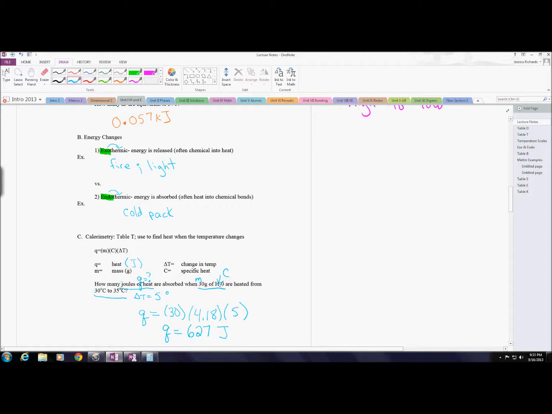Just know anytime that they're talking about a change in temperature, you're going to use this Q equals MC delta T equation. Okay, that wraps up today's lecture. And next class, we will talk about what matter is.